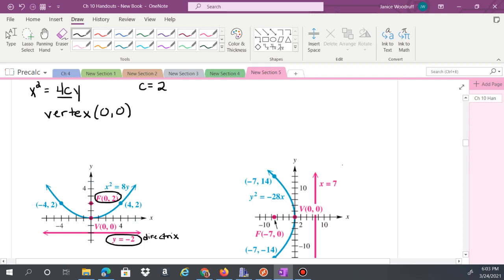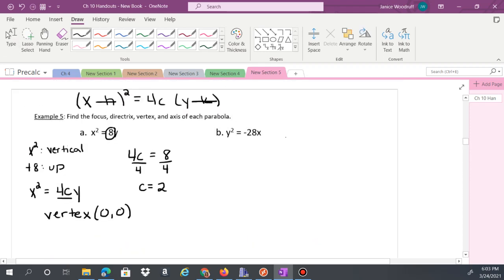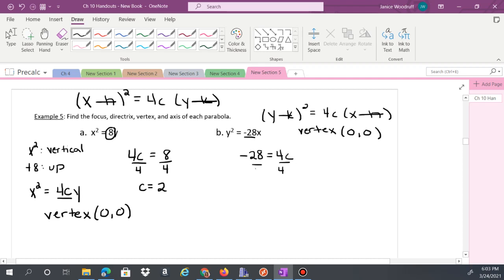Okay, let's look at the sideways one now. Again, this would be y minus k squared equals 4c times x minus h. There's no minus k next to this y, and there's no minus h next to this x. So my vertex is 0, 0. Okay, 4c is going to give us the focus. So I'm going to take this negative 28 and set that equal to 4c. I'm going to divide by 4, and I get negative 7 for my c value.